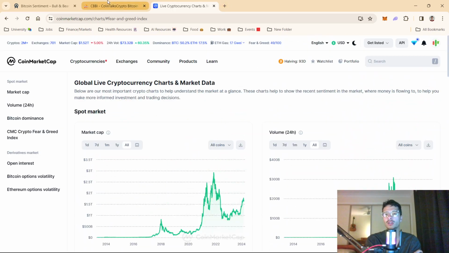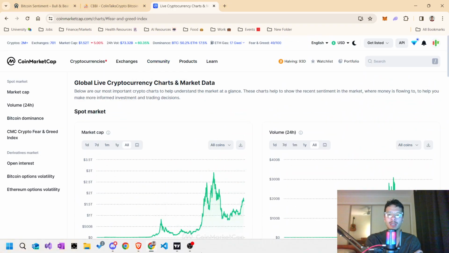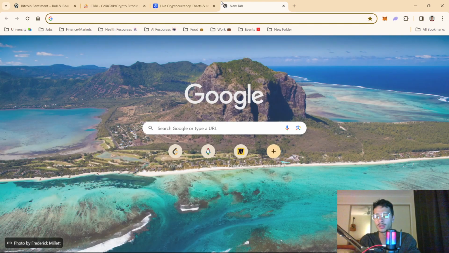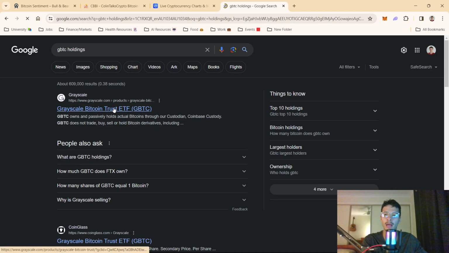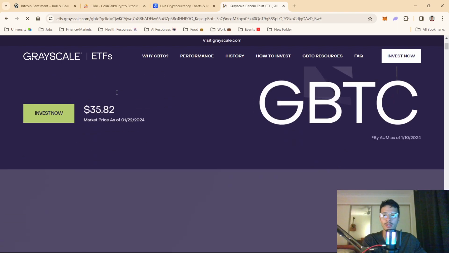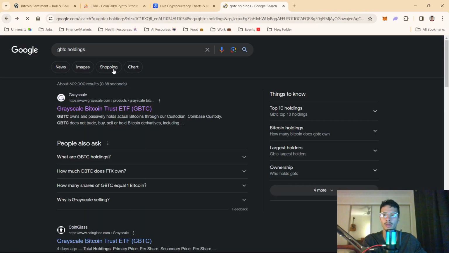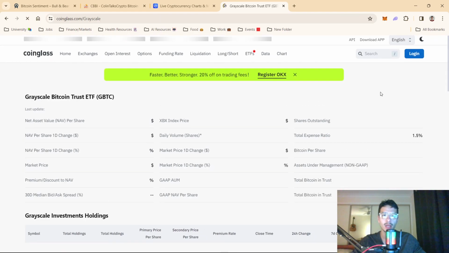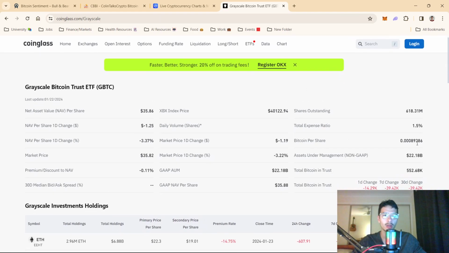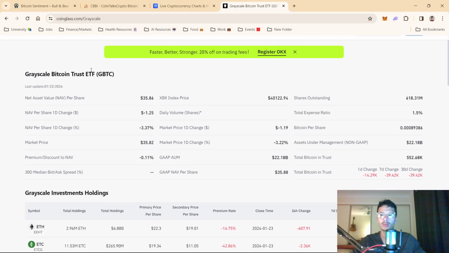Another thing I'd like to point out, guys, is the Grayscale stuff. GBTC holdings. They're actually selling a lot of their Grayscale stuff right now, which means we have it here. No, we don't. Maybe it's here. Yeah, so you've got Bitcoin share, Grayscale Bitcoin trust. Let's see. Yeah, so they've got around that much Bitcoin left.